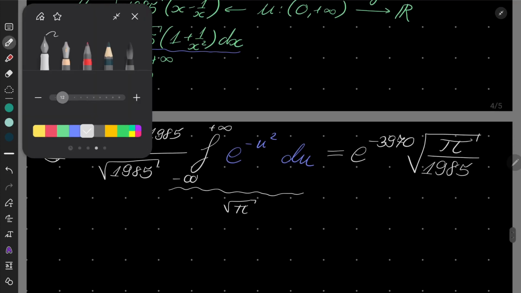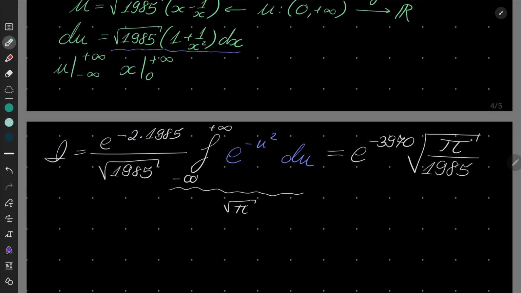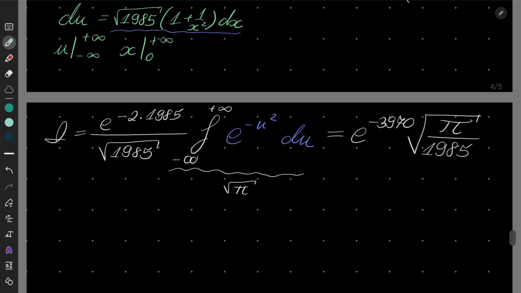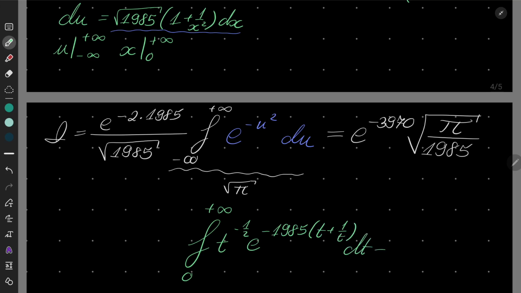Believe it or not, according to Wolfram Alpha, for example, or every other algebra system, this is the correct result. So our integral from 0 to plus infinity, e to the power minus 1/2, e to the power minus 1985 (t plus 1 over t) dt equals e to the power minus 3970 pi, square root of pi over 1985.